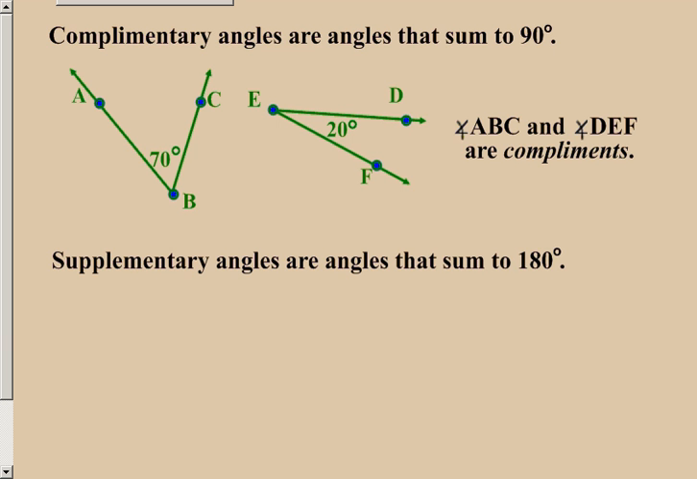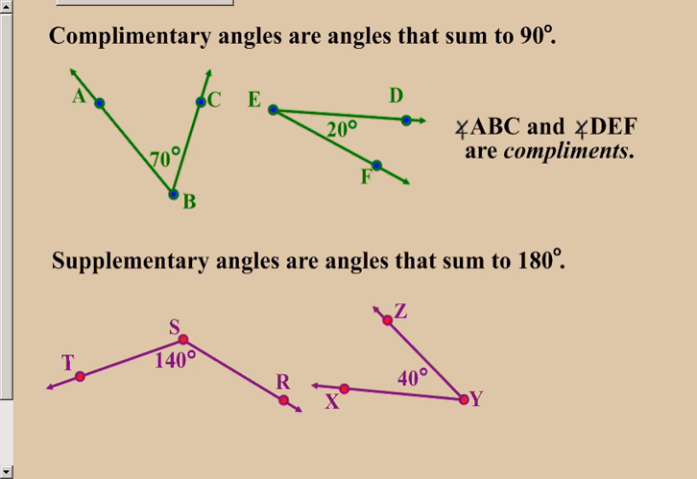Okay, and then we have supplementary angles to go along with that. If you knew what complementary was, you probably knew what supplementary was as well. Supplementary angles are angles that sum or add up to 180 degrees.